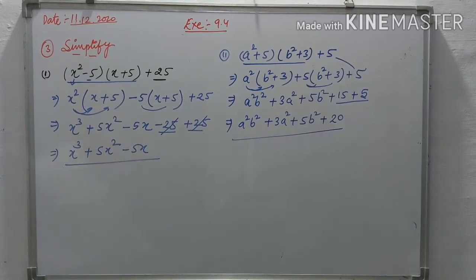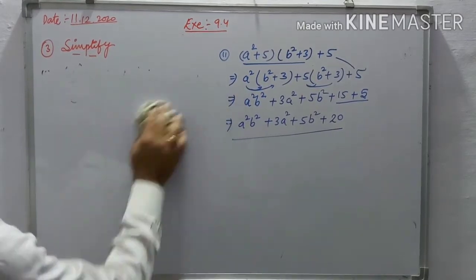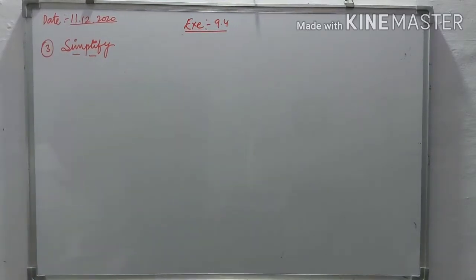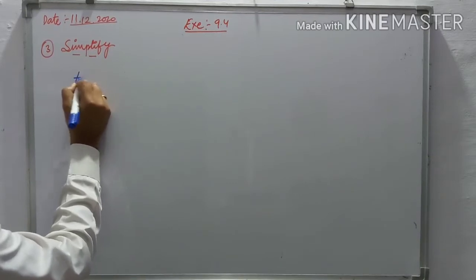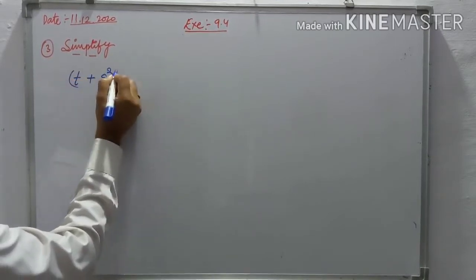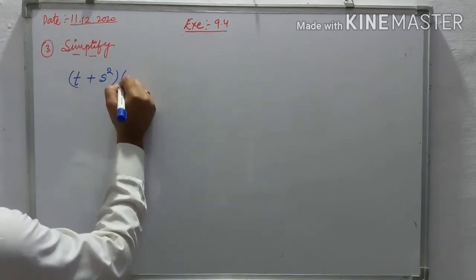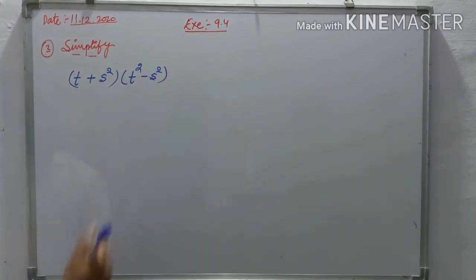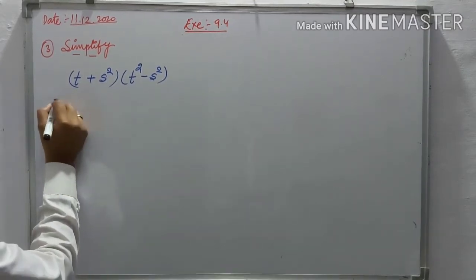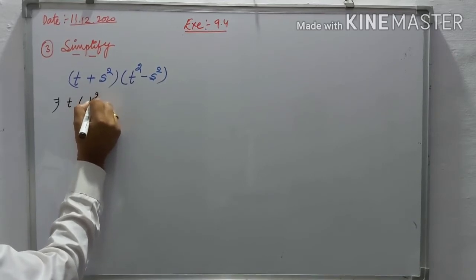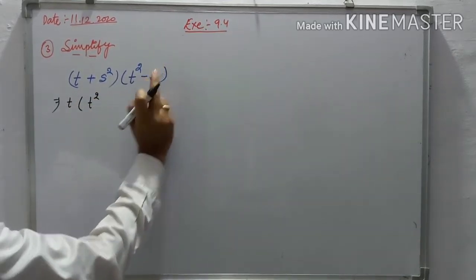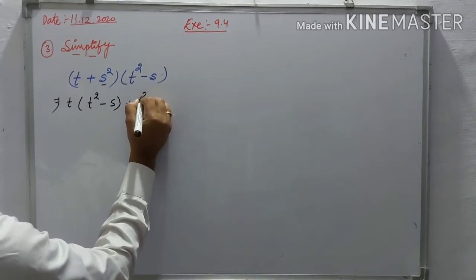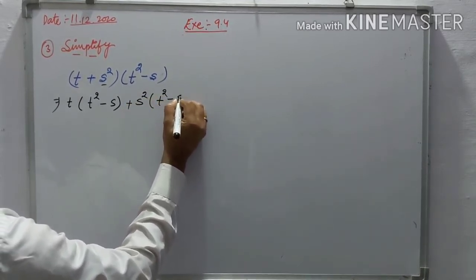Now next question is in the form of t, any a to z, you can use any types of variable. The question is t plus s square, t plus s square, and second is t square minus s square. Okay, now solve. Here not a square, oh, t square minus s and plus s square, t square minus s.